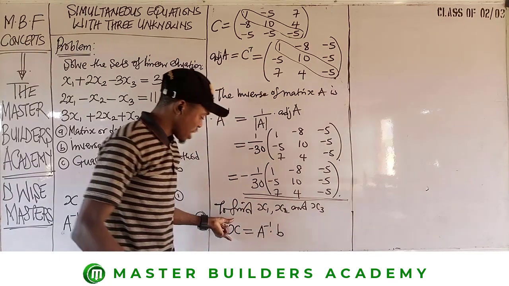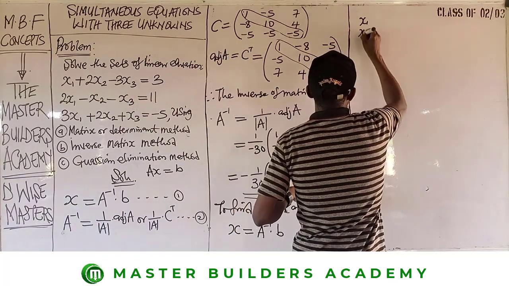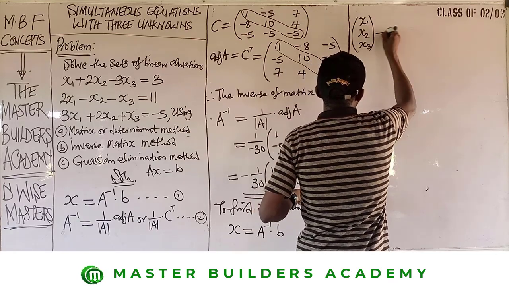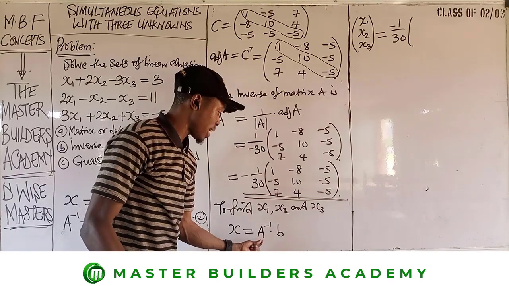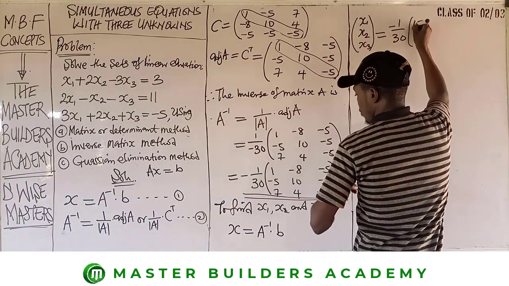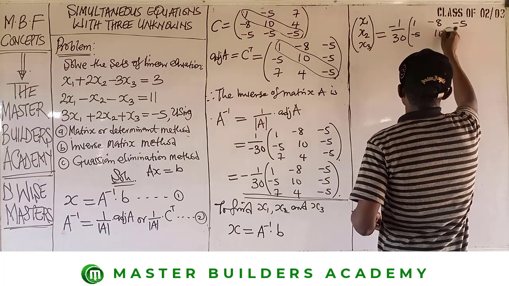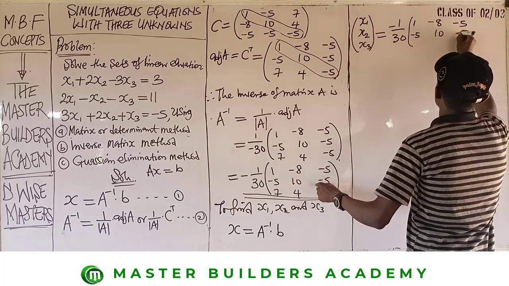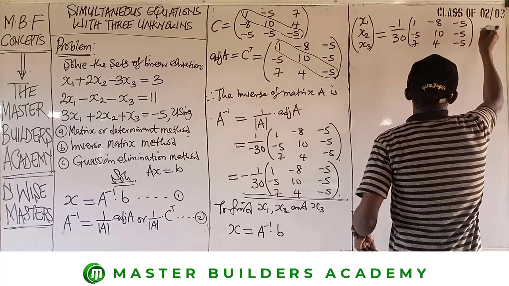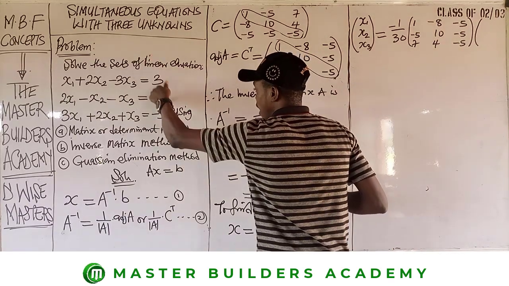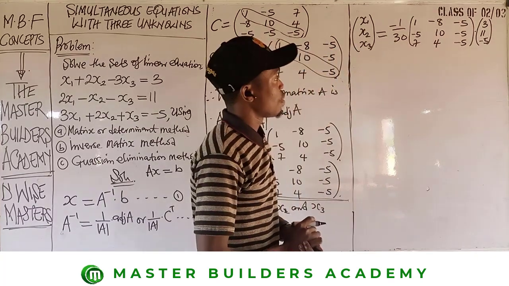Okay, now what we need to do is to put in the value of x here, which is x1, x2, x3 as defined earlier on. So we'll have this as x1, x2, x3, all equal to minus 1 over 30 into, remember, we are multiplying inverse of A by B. So this inverse of A, then we have 1, negative 8, then negative 5, negative 5, 10, negative 5 again. Then last but not the least, we have 7, 4, negative 5. All multiplied by, now we come here, we have 3, 11, minus 5. This is what we called our B earlier on when we started. It's as simple as this.